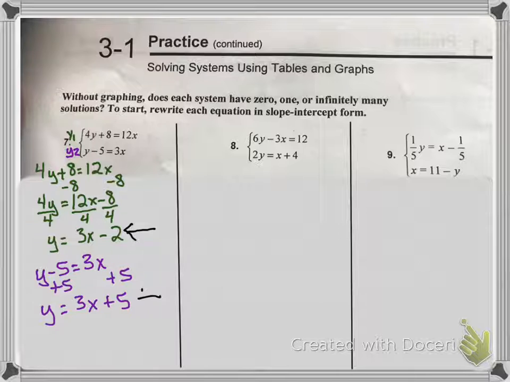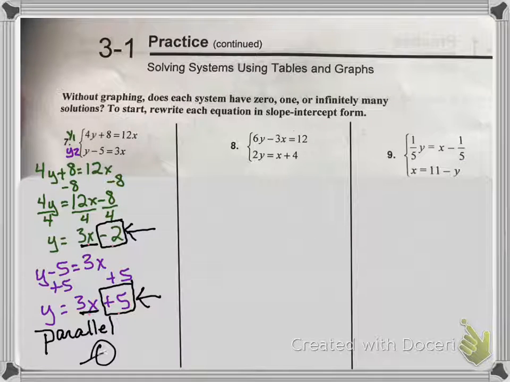Now, I'm going to look at my equations and my slopes. Both my slopes are 3. Then I look at my y-intercepts. I have a -2 and a +5. So I have same slopes, different intercepts. That gives me, you got it, parallel lines. Parallel lines have no solution.